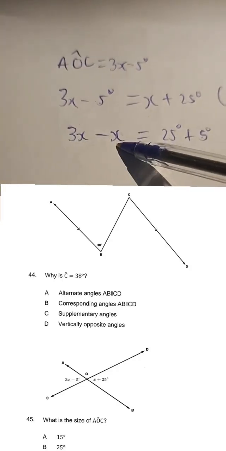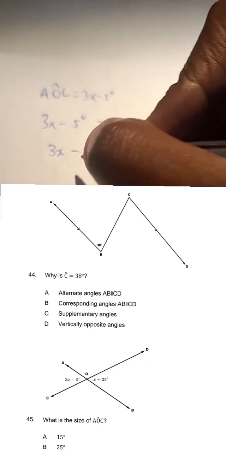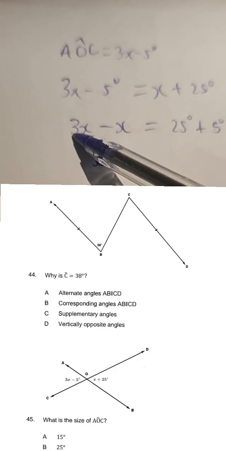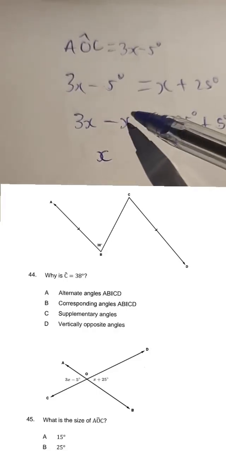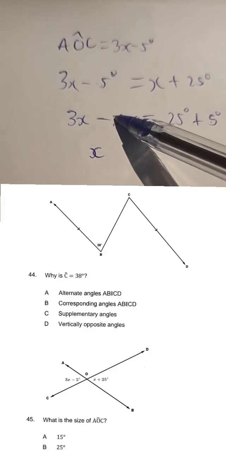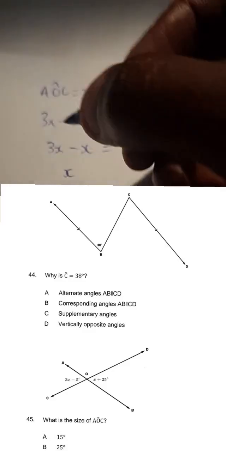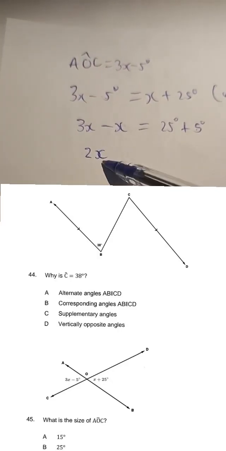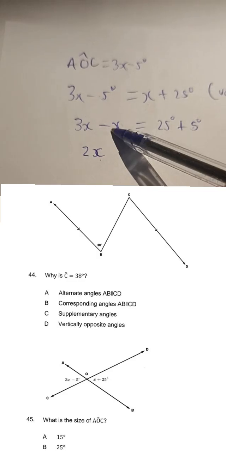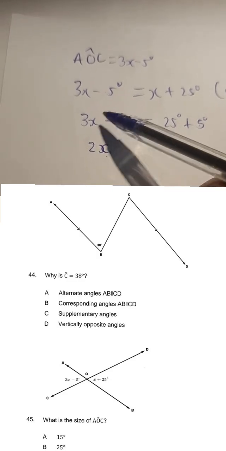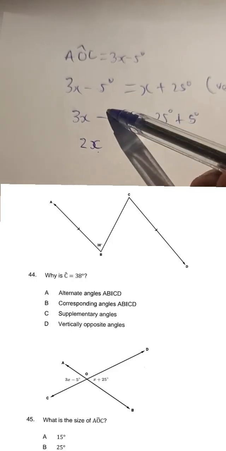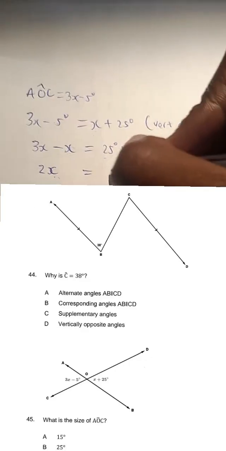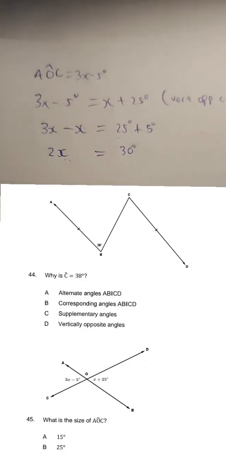The addition and subtraction of like terms. When we add and subtract like terms, what do we do? We keep the variable. And then what do we do? We add and subtract the what? The coefficient. This is 3. This here is minus. There's a 1 here. Minus 1. So 3 minus 1 is what? It's 2. So guys, when we add and subtract like terms, we keep the variable. We add and subtract the coefficient, the numbers before the variable. So 3 minus 1 is 2. So it's 2x on the left. On the right, what's 25 plus 5? It is 30 degrees.